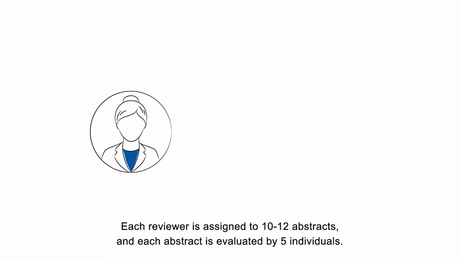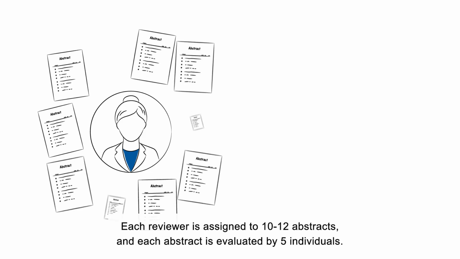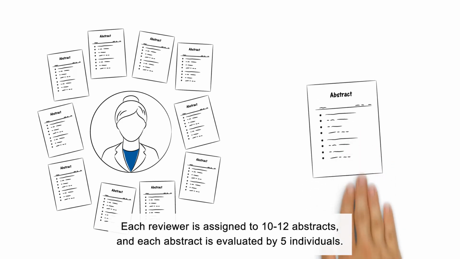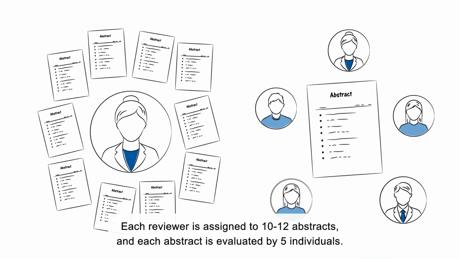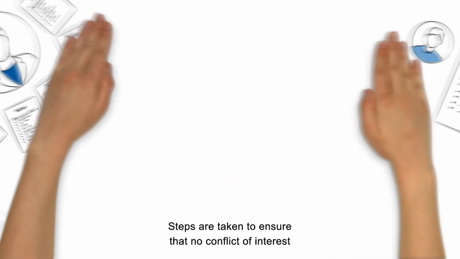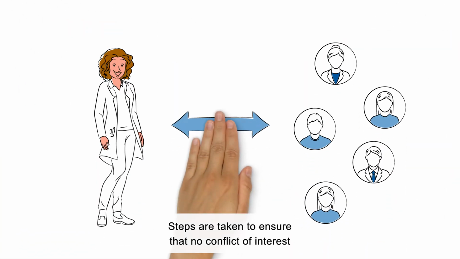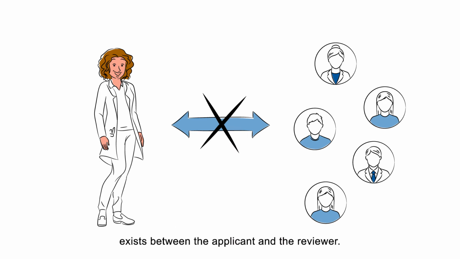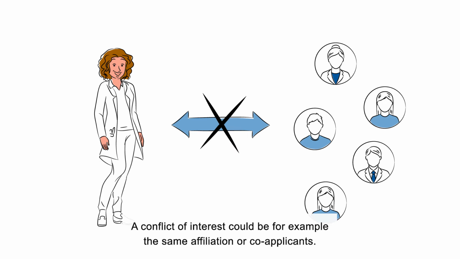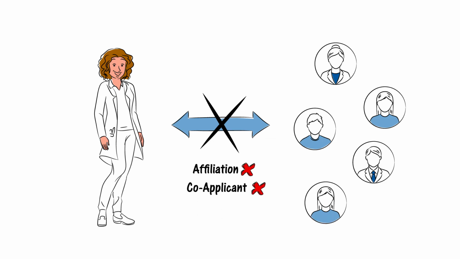Each reviewer is assigned to 10 to 12 abstracts, and each abstract is evaluated by 5 individuals. Steps are taken to ensure that no conflict of interest exists between the applicant and the reviewer. Conflict of interest could be, for example, the same affiliation or co-applicants.